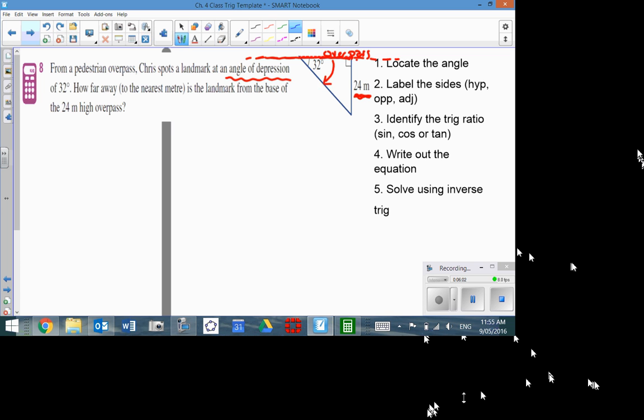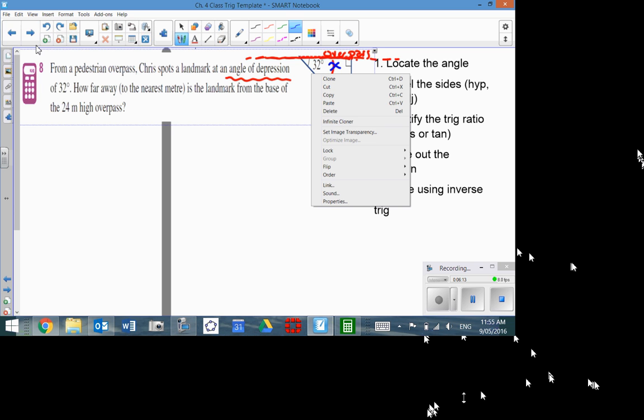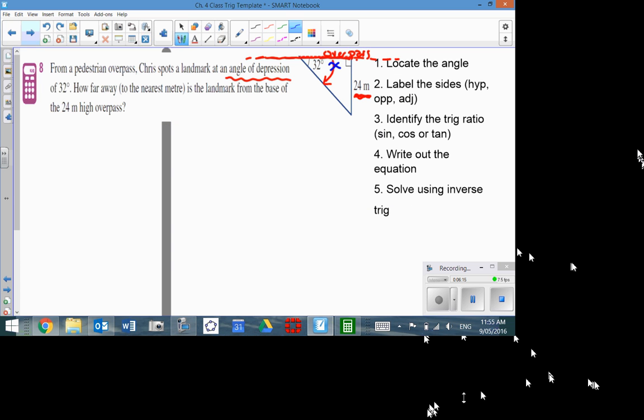So what we really want to know is the horizontal distance. Okay? Again, we still don't want to know the hypotenuse in this question. So let's label the sides we're looking at. From 32, 24 would be our opposite. X is going to be our adjacent. And I don't want to know my hypotenuse. So opposite and adjacent allows me to use cosine.